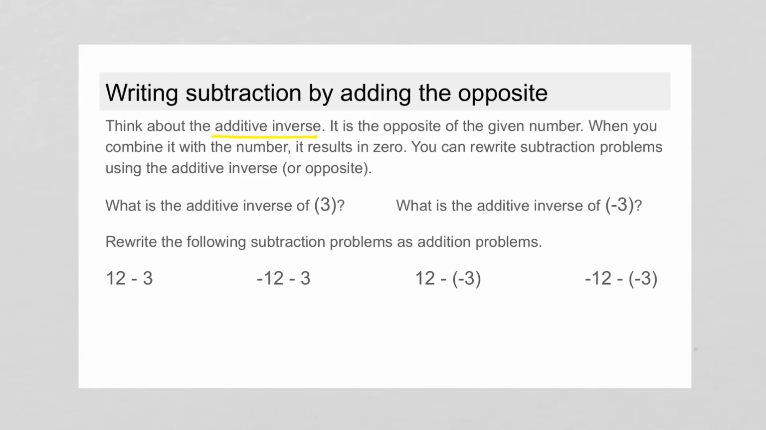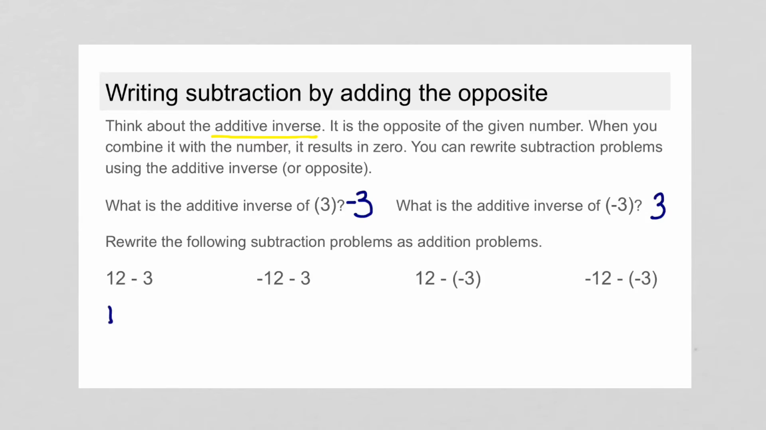You can rewrite subtraction problems using that additive inverse or opposite. So what is the additive inverse of 3? Well, what is the opposite? Same distance on a number line in the opposite direction. That's -3. What is the additive inverse of -3? Well, that's +3. So we're going to rewrite the following subtraction problems as addition problems.